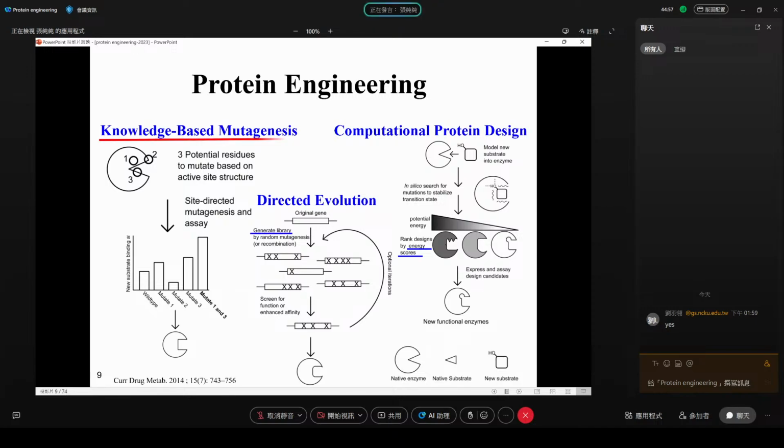Okay, no matter what, knowledge-based mutagenesis has its own limitations, and directed evolution is also like this. But all of them rely on a very efficient way to screen your end product. You need to come up with a very efficient screening method to figure out whether this new protein is a better form or a worse form. Otherwise, you will not get any successful result.